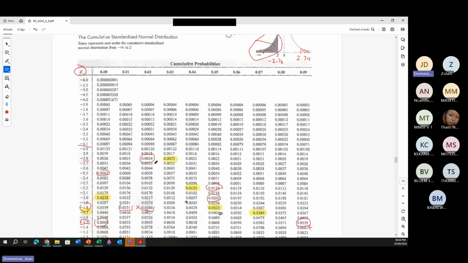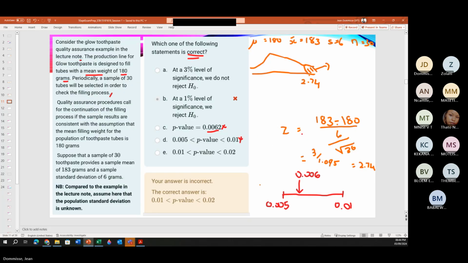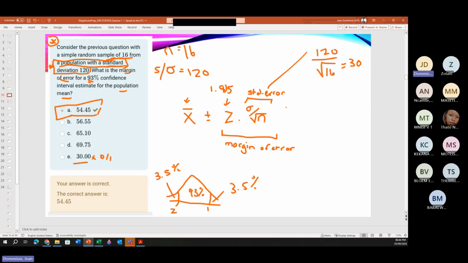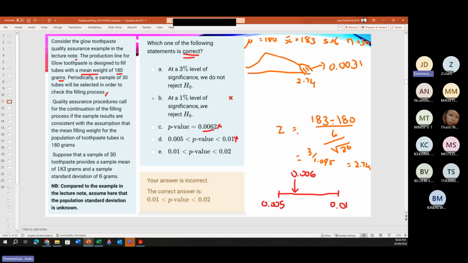So minus 2,74. Okay. 0,0031. 0,00. That is interesting. So let's quickly see.